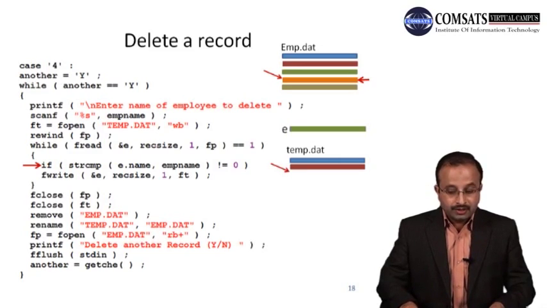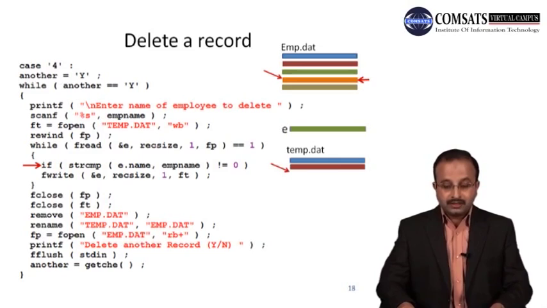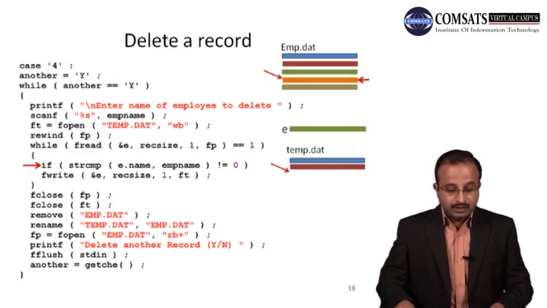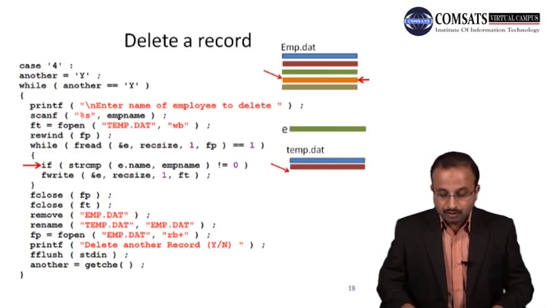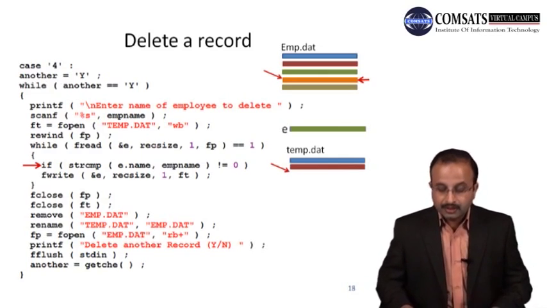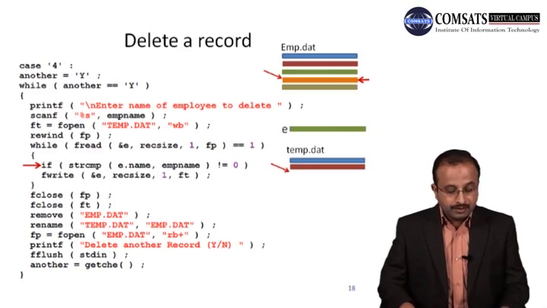Then it checks the if condition. Now the record is the same that the user wants to delete? No, it's not the same record. The record in E is the green record and the user wants to delete the orange record, right? Yes. So the condition in the if is string compare e.name. So e.name is, let's say, not equal to emp.name. So they are not equal names, so string compare returns some non-zero value. So non-zero value is not equal to 0 condition is true, so it comes to the fwrite statement.